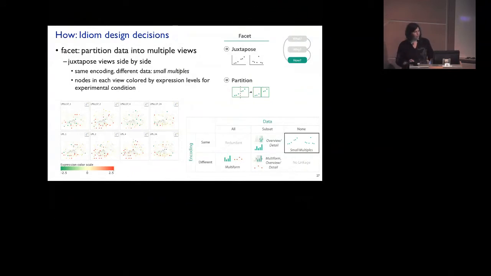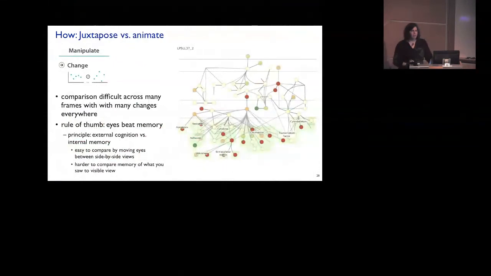Why is that? So some people might think, well, what about animation? Can we just animate this? We have multiple time points, so it seems very natural, if you've got multiple time points, to animate them over time. But it turns out that the way the human visual system responds to things that change over time is really different than how it responds to things that you can see side by side.